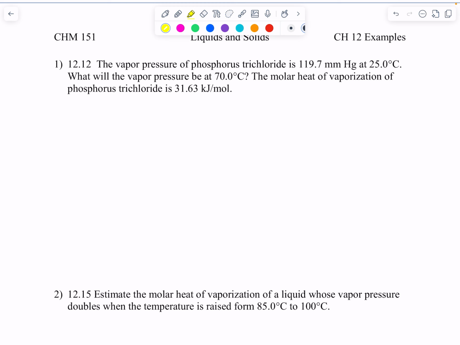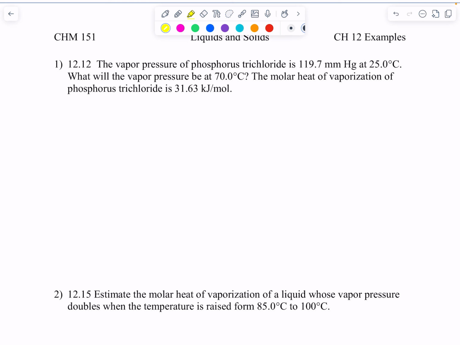So the first one, just so we know how this works, is chapter 12, problem 12 in the Brown 5th edition. All right, the next one is chapter 12, problem 15. Those are the problems I'm getting from the book. That's where they're coming from. These are from your book, and let's talk about it.